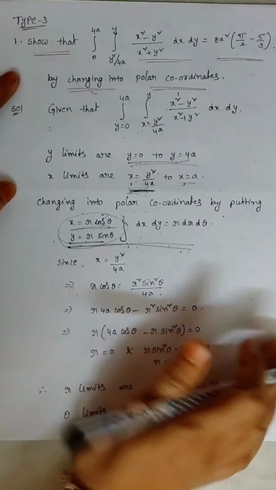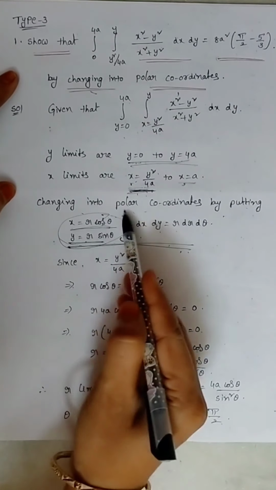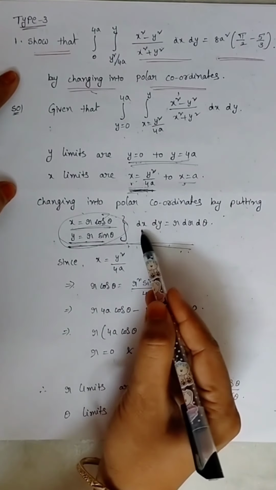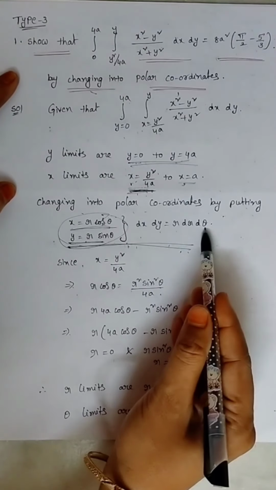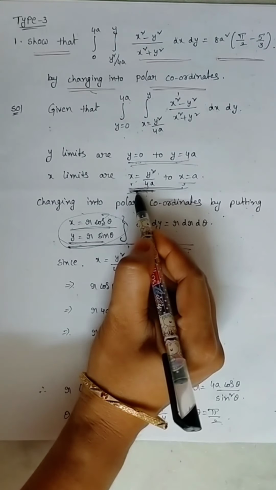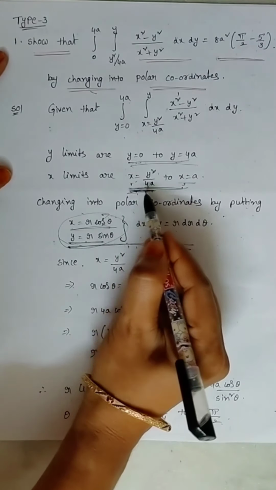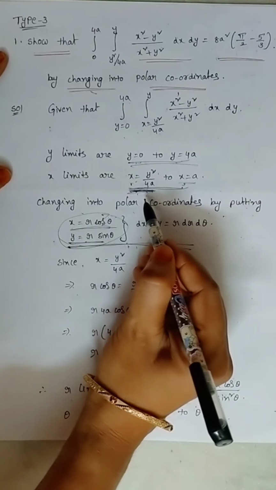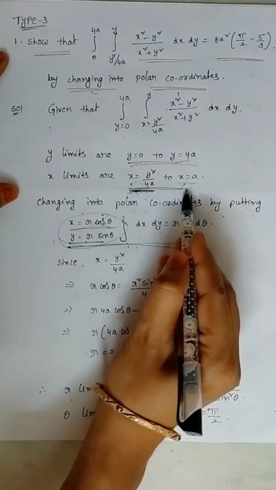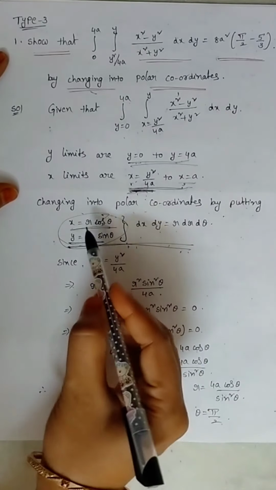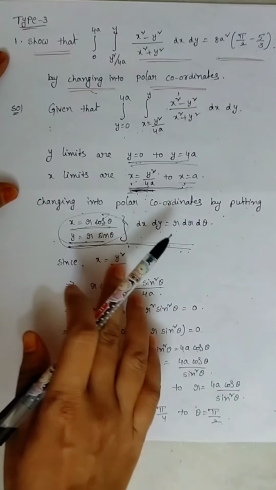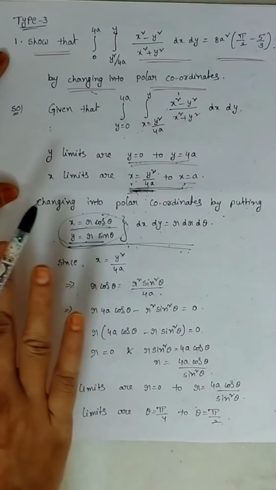I repeat once again. Putting x equals r cos theta, y equals r sin theta, dx dy equals r dr d theta. In the previous problem, one of the limits was in the form of squares, from which we could find the radius and the r limits. But here the limits are not in the form of squares, so we have to substitute x value and y value in the limit. Observe the previous problem and this problem, and you can clearly understand.